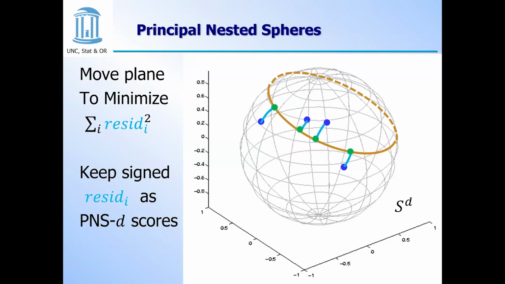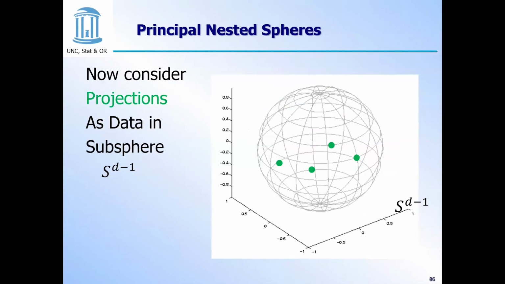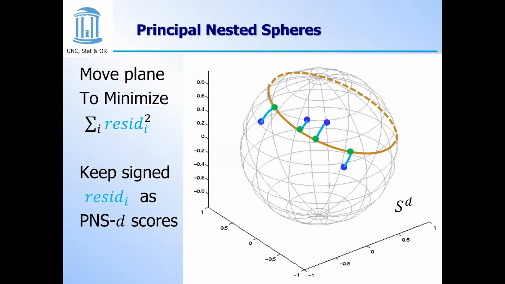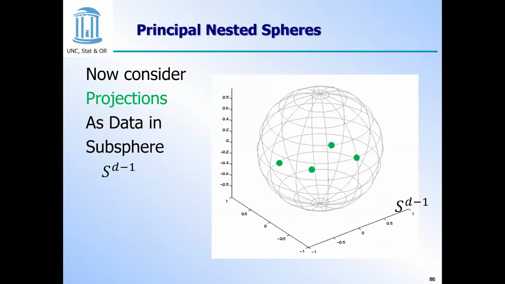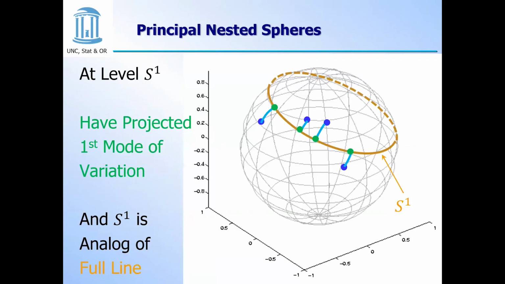Then if you want scores, you can keep the signed residuals as scores. And then, of course, what you can do is go down to the next lower dimension. So basically, those green points in S^d now lie in an S^(d-1) sphere, and then you repeat this process. Okay, so that's good. Now what I'd like to think about is modes of variation.